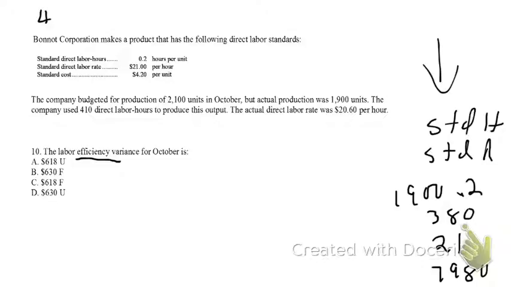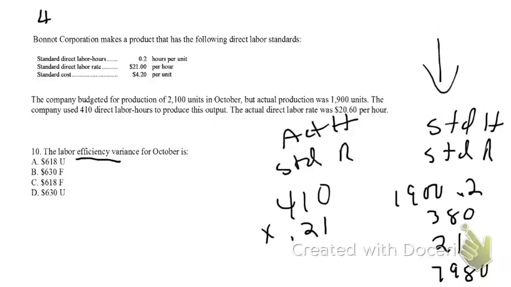Then I need to know my actual hours. The actual hours that I worked was 410 hours, and once again my rate is still $21, so I've got 410 times 21, and this is my actual hours and my standard rate, and that is 8,610. So the difference there is $630, and it is unfavorable because I should have spent $7,980, and I actually spent $8,610. So that is question number 1.